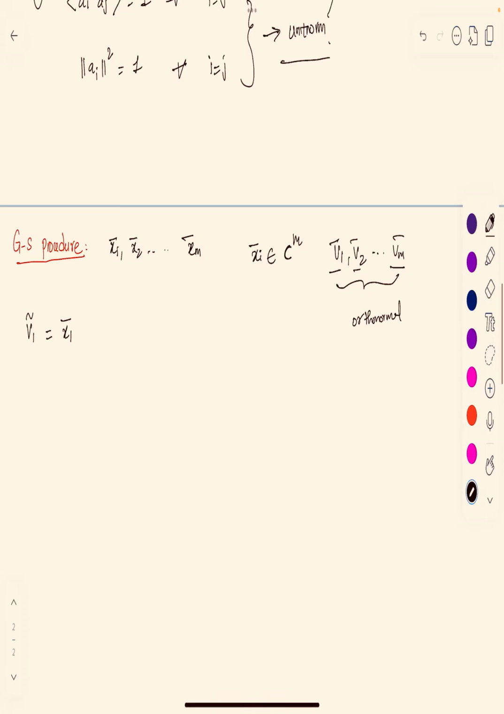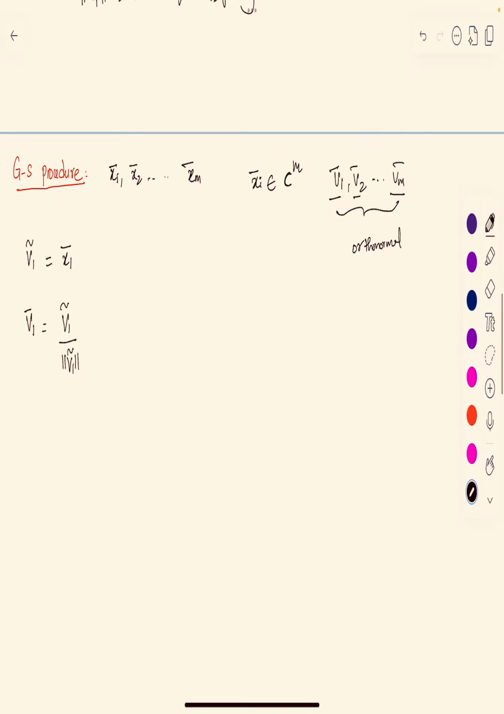So let's make sure. I'm defining a variable v1 tilde, which is equal to x1 bar. And I'm defining v1 bar as v1 tilde divided by the norm of v1 tilde. Okay, so this is v1 bar, and what is v2 bar? I'll define another v2 tilde as x2 bar minus some constant c times v1 bar. Okay, so this is how I define v2 tilde, which is x2 bar minus some constant times v1 bar.